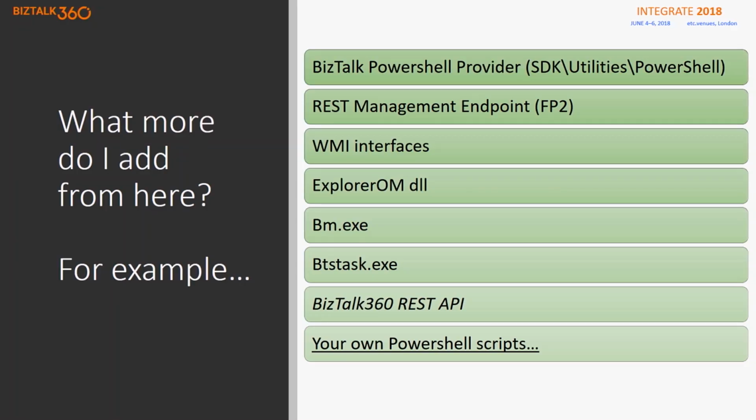There are others. So again, there are a lot of resources out there, like the BizTalk PowerShell Provider and the REST management endpoints, which is also something in Feature Pack 2. And obviously all the old stuff that's been there for a while with the WMI interfaces, Explorer OM, all the executables that are in the product, and those you might have built over the years yourself. If you use something like BizTalk 360, that also has a lot of REST APIs that you can use from PowerShell and in your deployment tasks as well. And obviously you will create a lot of your own PowerShell scripts as well, right?